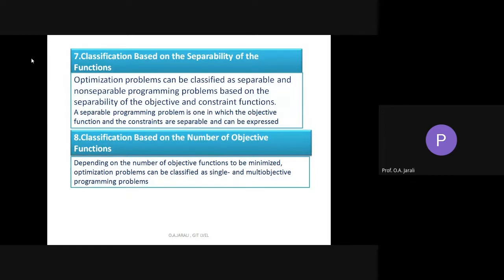A separable programming problem is one in which the objective function and the constraints are separable and can be expressed as, so that expression we'll see later on. So what is important? Classification based on separable and non-separable programming.